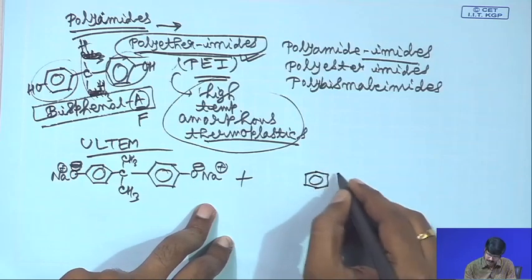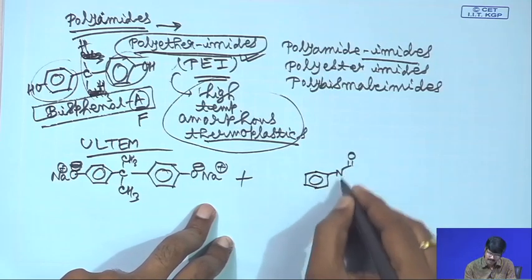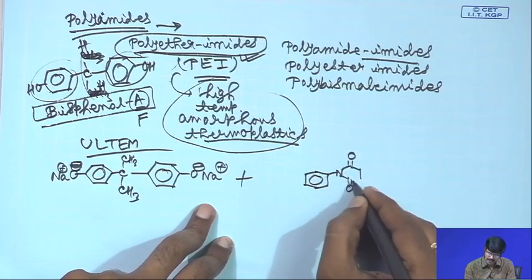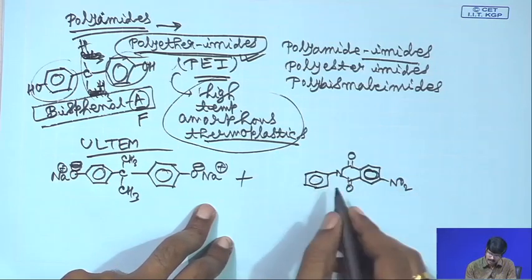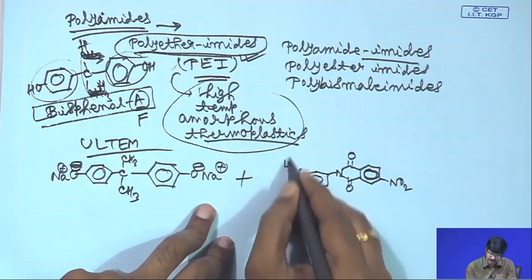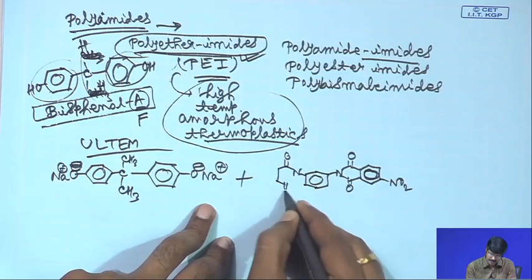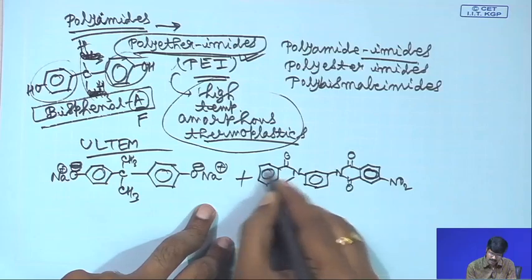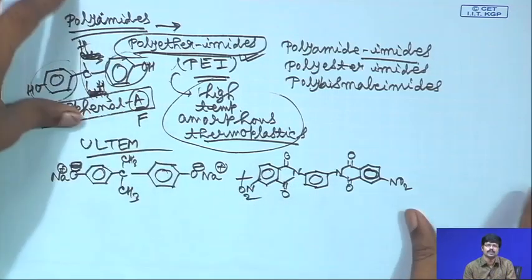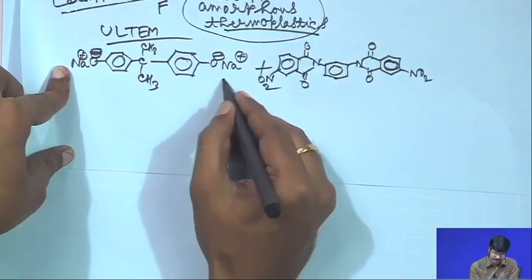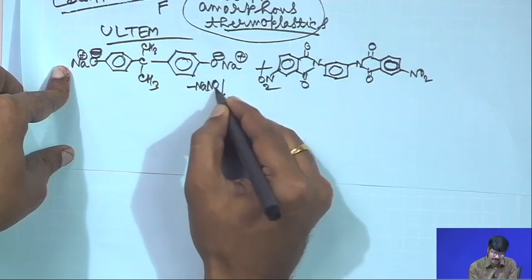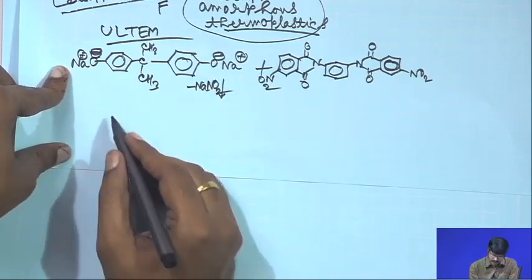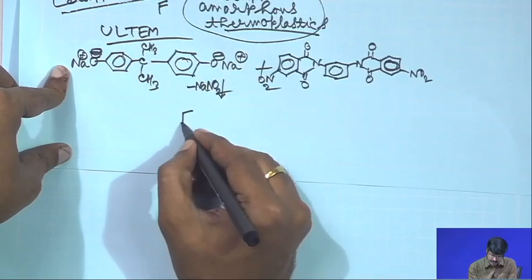So, this is a meta substituted molecule. You already have an imide linkage here. This is an aromatic ring. On this meta position you have the same stuff that is here, another aromatic ring, and you have an NO2 unit. And if you react these two molecules, sodium nitrite will go, and the final product that you will have is this.